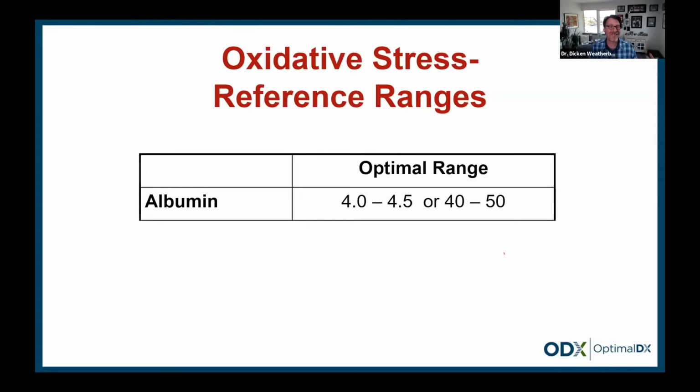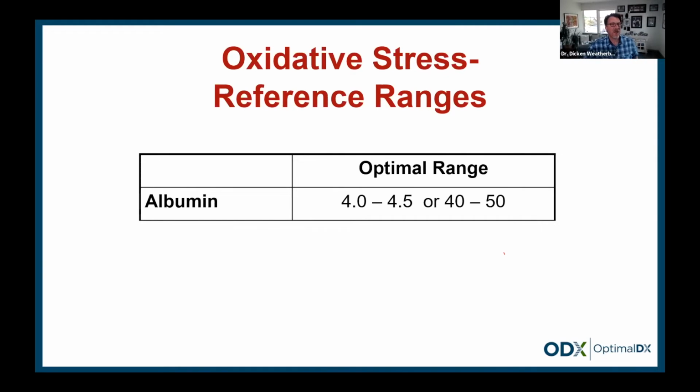So when we see a decreased albumin, it can be an indication of liver dysfunction, it can also be an indication of digestive dysfunction due to HCl need that we talked about earlier. And it can also be a marker for oxidative stress. So what is oxidative stress? And again, we're not measuring oxidative stress in the body here. What we're doing is we're measuring the effect that oxidative stress has on certain blood biomarkers.